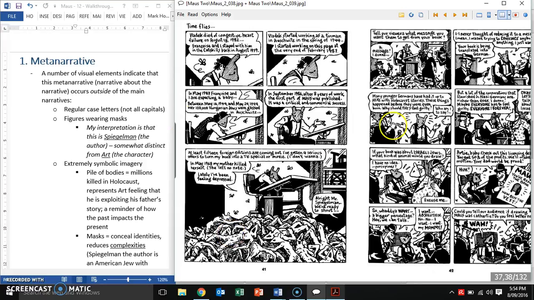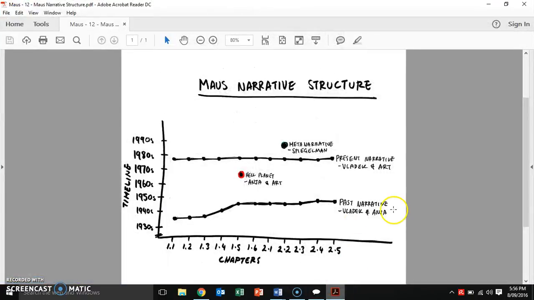Now we're going to start today with the meta-narrative here. A meta-narrative is a story about another story. So this is the story about the writing of Maus itself. I've got this graph here, and excuse the poor drawing, but hopefully it visualises the way that the narrative threads throughout Maus are laid together, the structure of the different narratives. First and foremost, we have the two main narratives. The present narrative, which takes place in the 1970s and really focuses on the relationship between Vladek and Art.